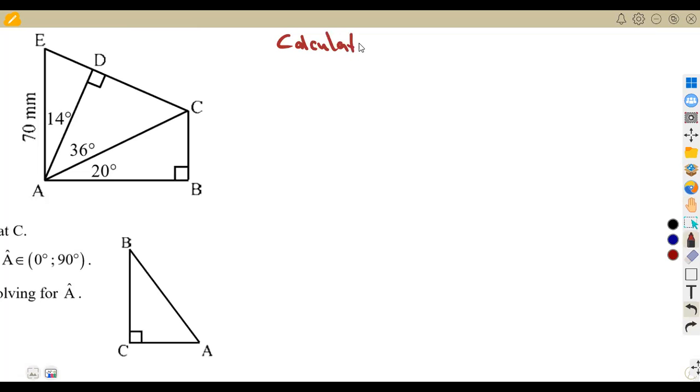Calculate BC. So this is our question. But before we think of that BC, if you consider this, here I've got a right angle triangle. This one, a right angle triangle.